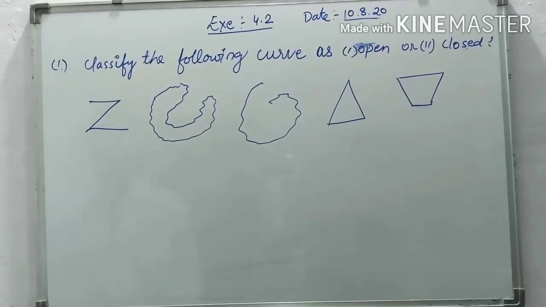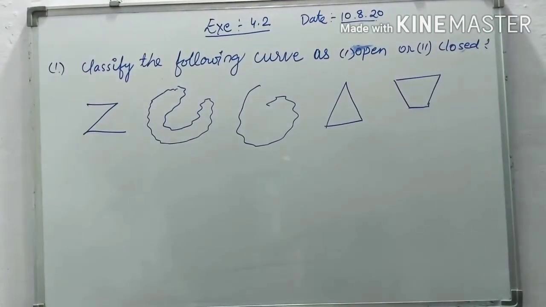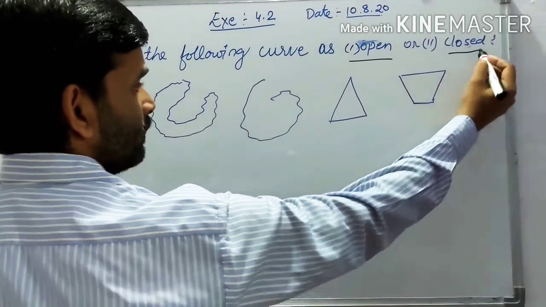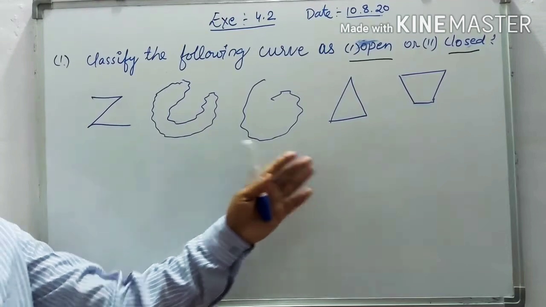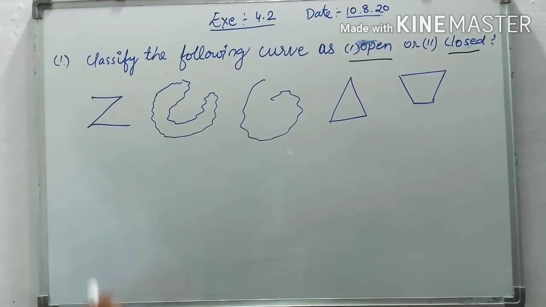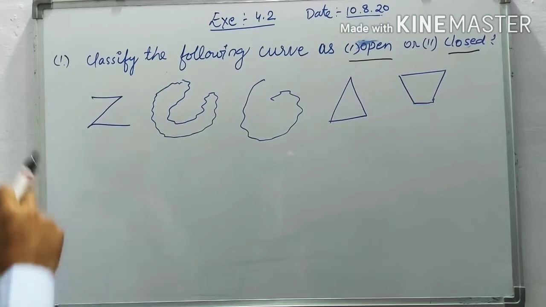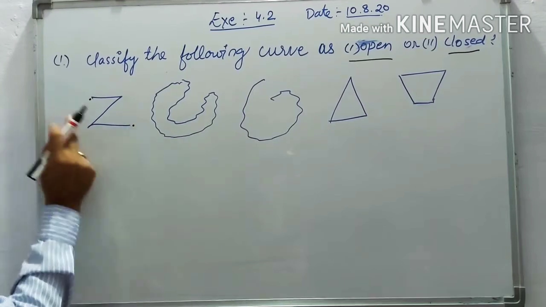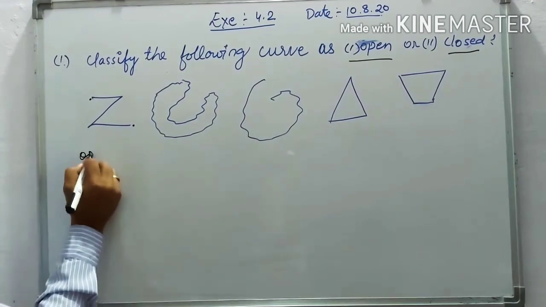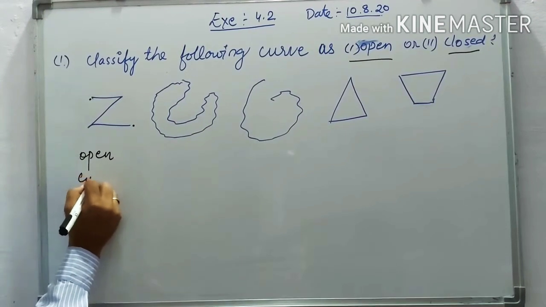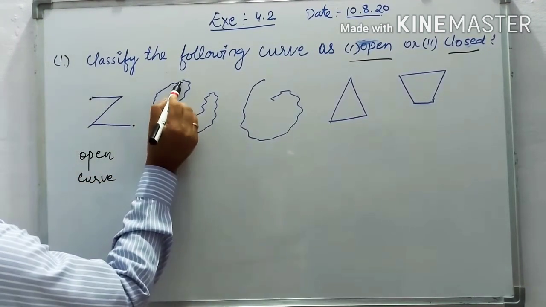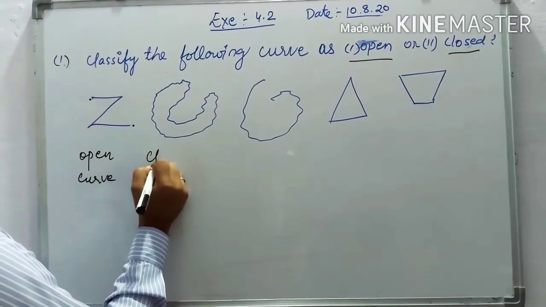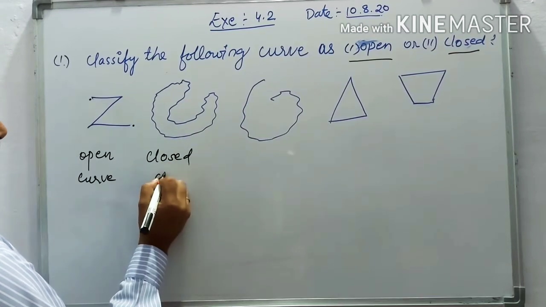Let's start exercise 4.2. This is the first question. Classify the following curves as open and closed. Some diagrams are given in the question. You find which diagram is open and which is a closed curve. They all are curves. The first: the starting point and ending point are not joined, so this is an open curve. Second: the starting point and ending point are joined, so it's a closed curve.